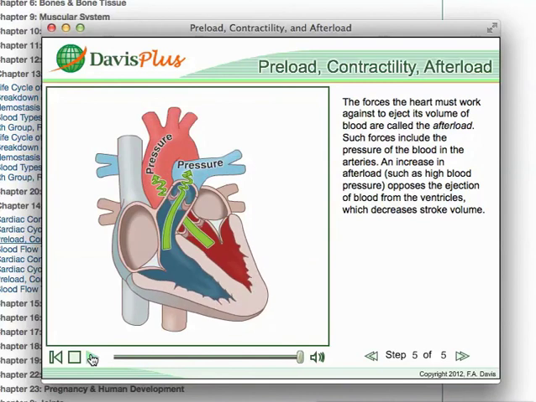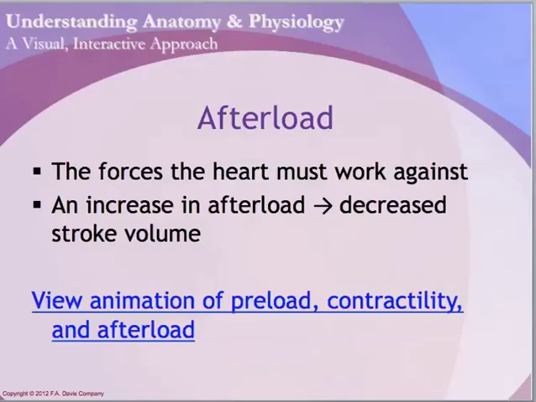So 3 different terms that you need to know, but remember, they all affect stroke volume. So we talked about the factors that affect heart rate, and then we just talked about factors that affect stroke volume.